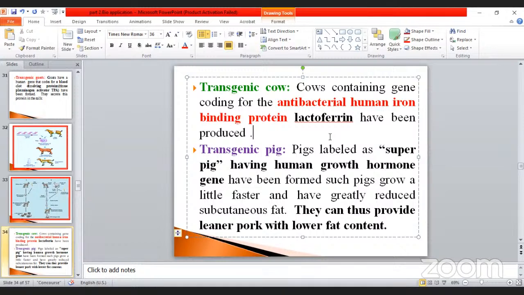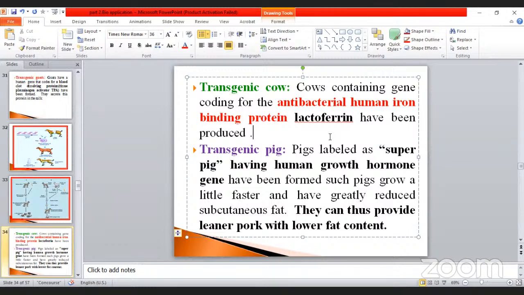First of all, you should note it down. The transgenic pig is also called a super pig, formed by having the human growth hormone gene. Such pigs grow a little faster and have greatly reduced subcutaneous fat. This type of pig will not have much fat content. It is lean body mass. Subcutaneous fat is completely reduced, so they can provide leaner pork with lower fat content.